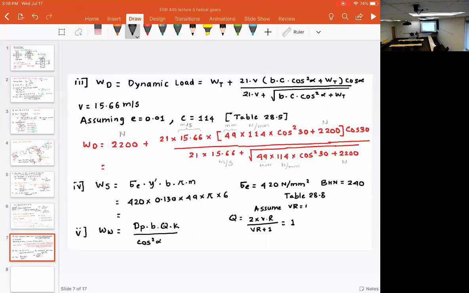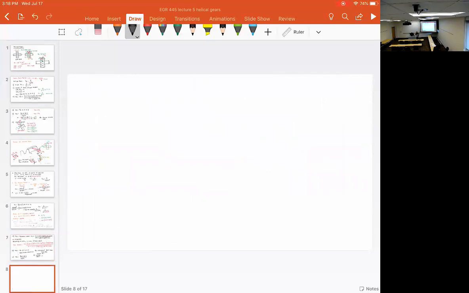Then we have to find out the value of K. The equation for K is sigma ES squared sine phi n multiplied by 1 over EP plus 1 over EG.